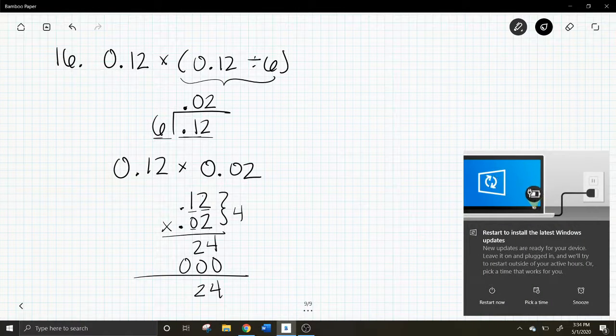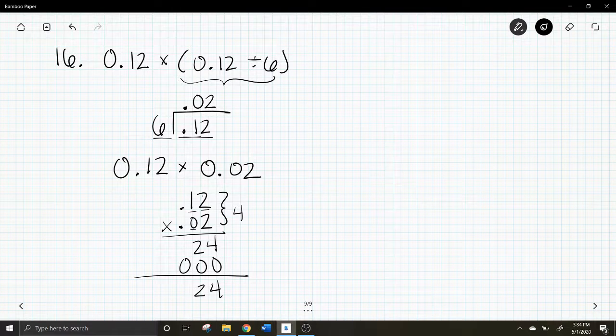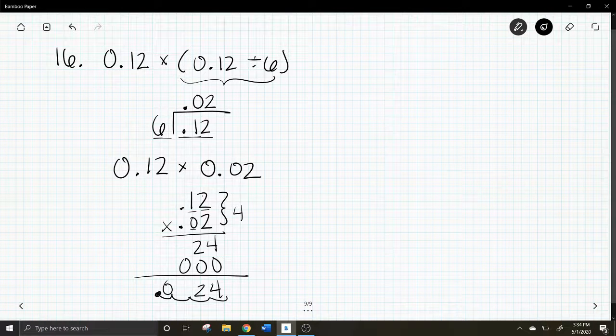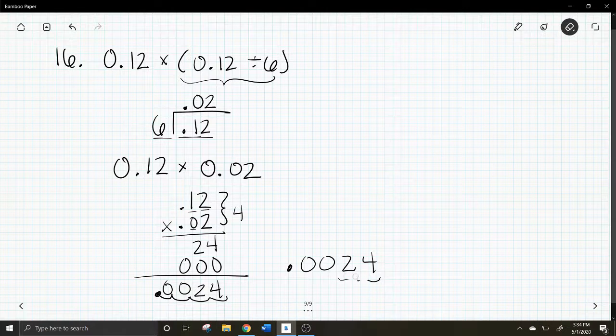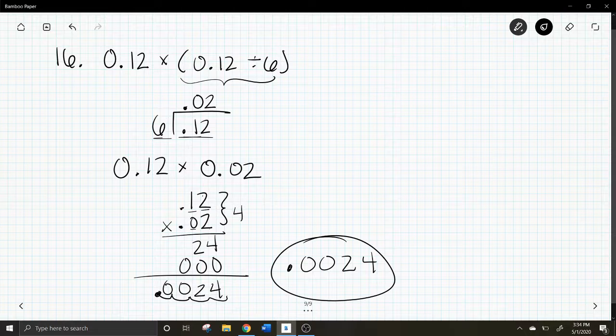All right, we've got a lot of things going on right now. So count up your decimal places. We have 4, and then move your decimal over that many places. So 1, 2, 3, 4. Fill in those missing places with 0. So we ended up with 0, 0, 2, 4. So how would we say this? We would say 24 10,000ths. It's not a very fun fraction to read, but hey, that is the answer to number 16.